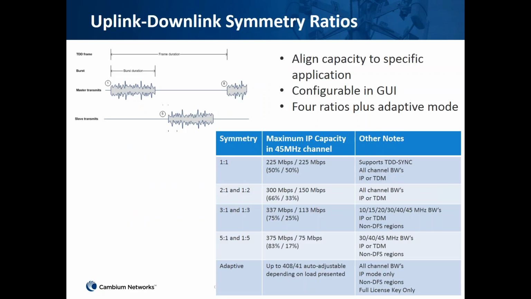The uplink downlink ratio basically means how much duration you want to spend on uplink data versus downlink data. We support adaptive modulation as well as symmetry. We have different versions of it. We have flavors such as 1:1, which is equal distribution of throughput for uplink and downlink, 2:1 and 1:2, 3:1 and 1:3, as well as 5:1 and 1:5.